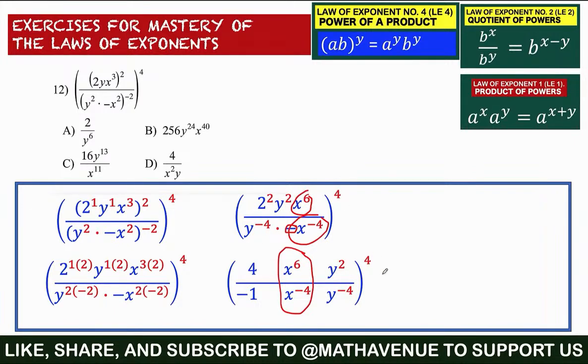Copy the exponent. Then we now apply law of exponent number 2. Simplify this to get negative 4. 6 minus negative 4 becomes 10. 2 minus negative 4 becomes 6. And then copy the exponent 4.